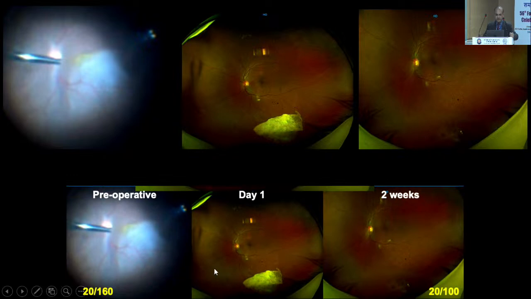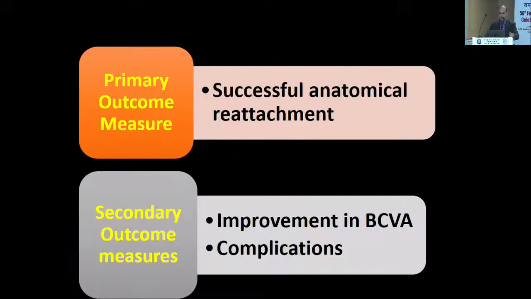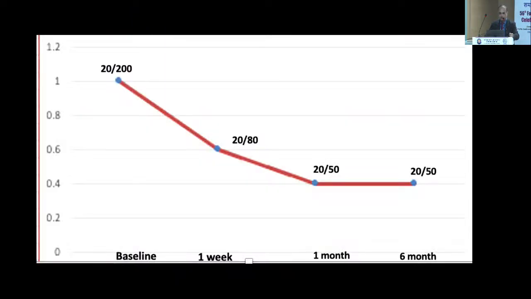So this is how the evolution occurs. Preoperatively, you see an RD, day 1 a fibrin coagulum, and in 2 weeks, the entire coagulum goes away, leaving an attached retina. So you see patients where you don't need to put oil, you don't need to put gas, you get an early visual rehabilitation within a span of 8 to 10 days. Our primary outcome was to look at successful attachment, and secondary outcome measures were to look at improvement in visual acuity and any further complications.